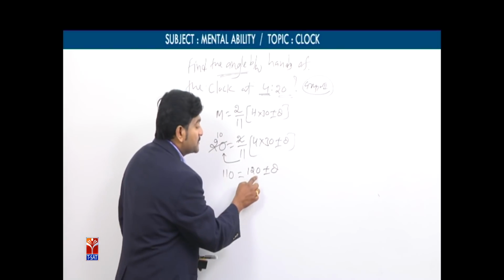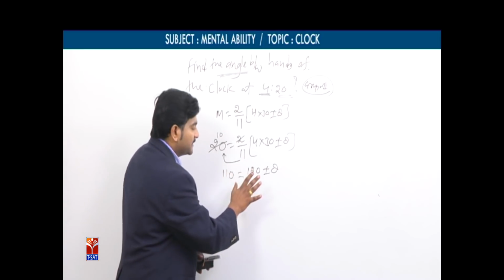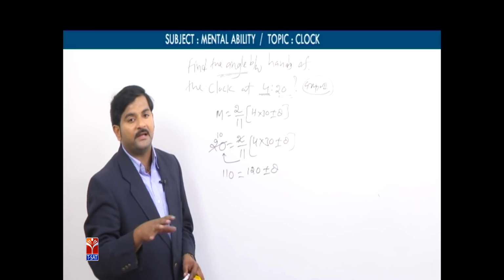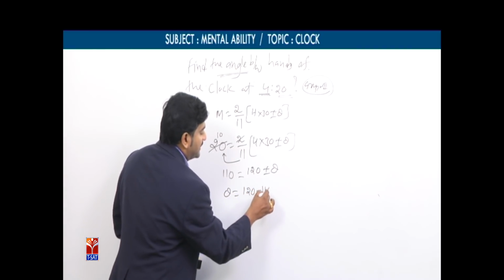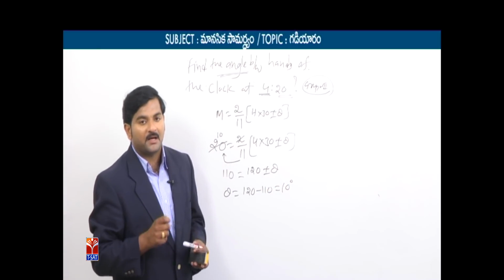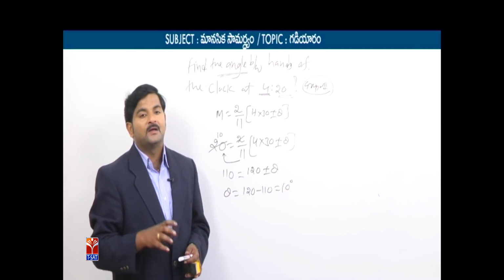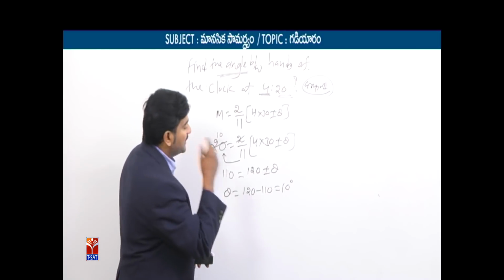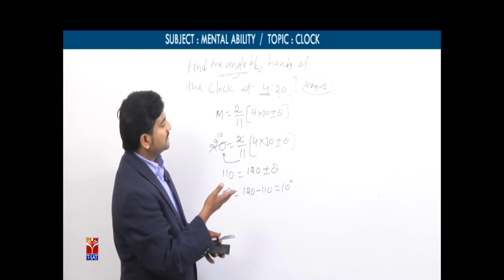Sometimes you may get the small value here and the big value there. However, after getting this step, we need to subtract the small value from the big value. So theta is equal to 120 minus 110. Simply how many degrees are you getting? 10 degrees. What can we conclude? Therefore, at 4:20, the angle between the two hands of the clock is how many degrees? Simply 10 degrees. It's a matter of only 30 seconds. You can solve this question.